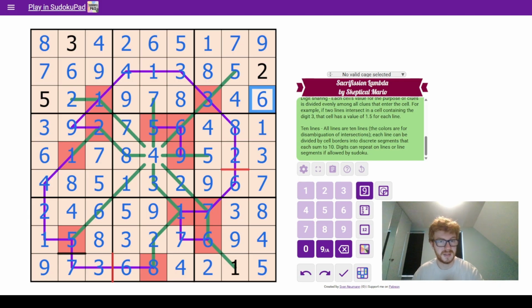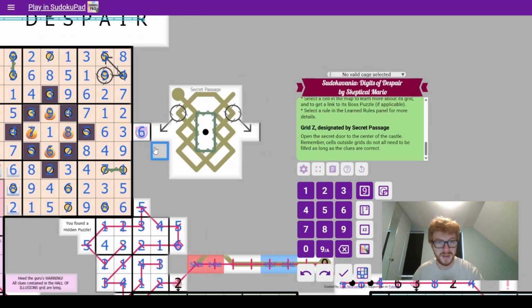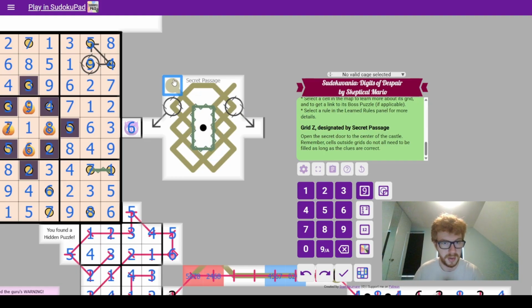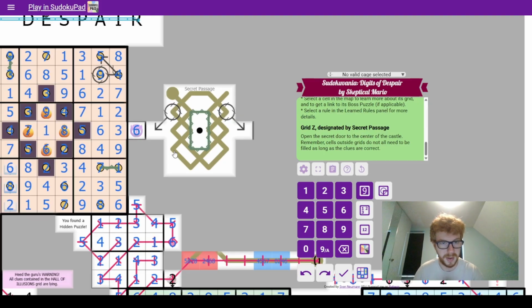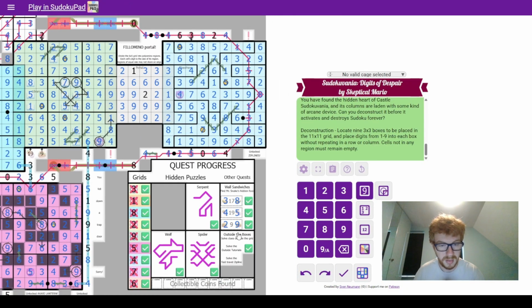A 6. Let's do that, and then I'm going to cut it off from there. Secret passage. A secret passage. I need to look more at the outside the grid rules in order to solve this, but I will in the next one.